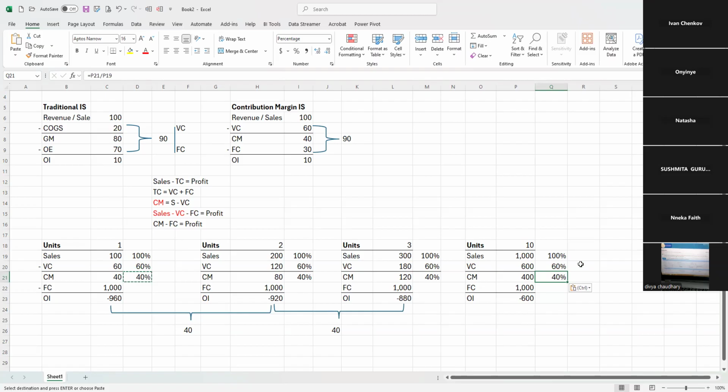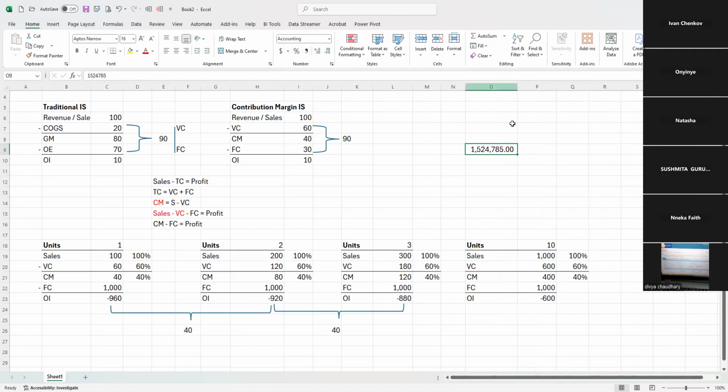So how much will my contribution margin percentage be if I sell 1,532,785 units? 40%. The same. Make sense? Yes. So it doesn't matter how many units I sell, my contribution margin percentage is always going to be 40%.